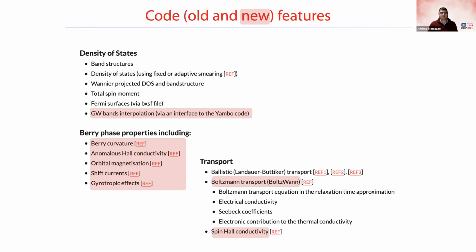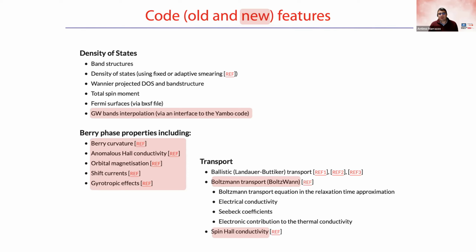As I said, one of the most popular and common use cases is interpolation, and you can interpolate a number of different things. You can interpolate density of states, band structures, projected density of states. But you can also interpolate more sophisticated quantities like Berry phase properties, going from the Berry curvature to orbital magnetization and other even more complex objects. And there is a lot of code dedicated to transport, from ballistic to Boltzmann transport in the relaxation time approximation. You have Seebeck coefficients. We have even the spin Hall conductivity, which has been added recently. And there is more than this, actually.